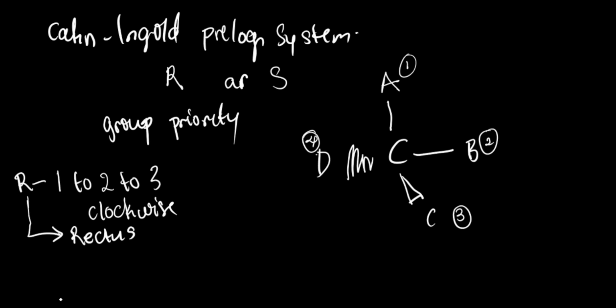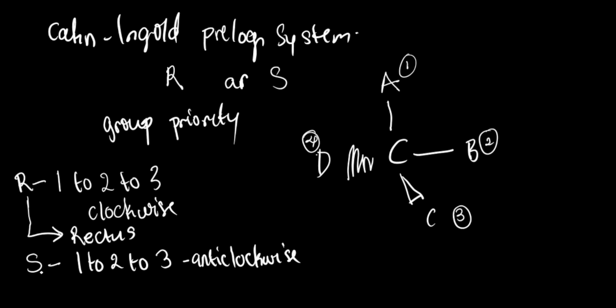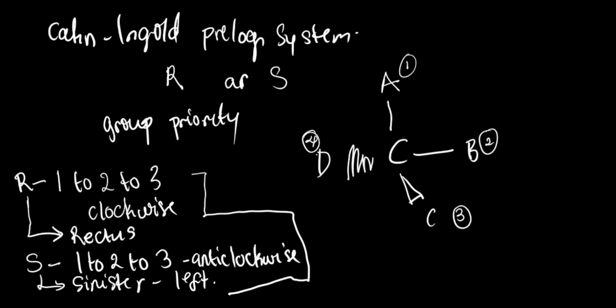Now, however, it would have the S configuration if, moving from 1 to 2 to 3, we move in an anti-clockwise direction. Okay, anti-clockwise. Now S here is Latin for sinister. Sinister means left. It's important for us to take note of the fact that this configuration holds when the least priority group is attached to the dashed wedge.